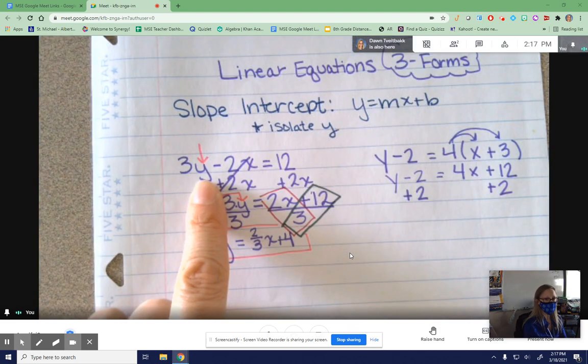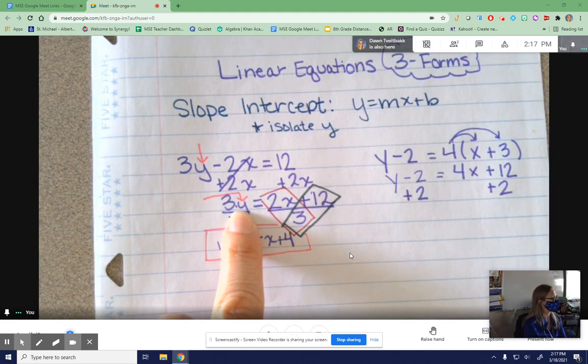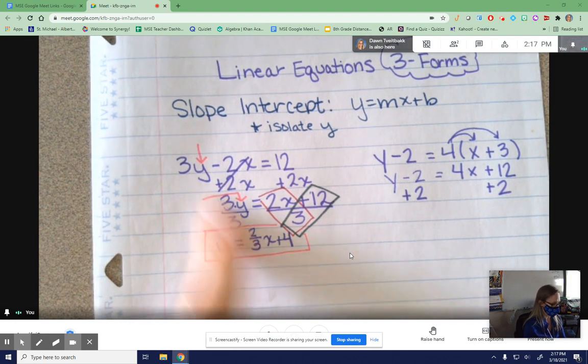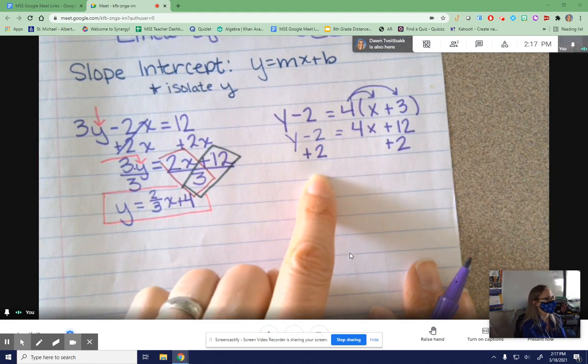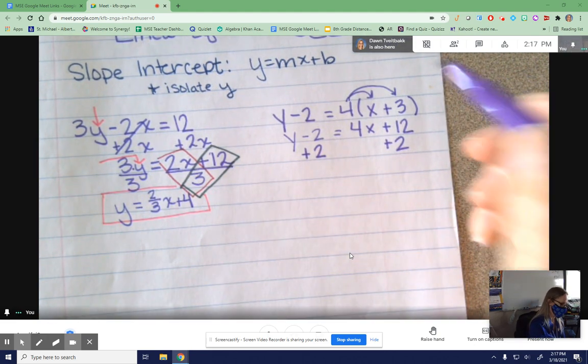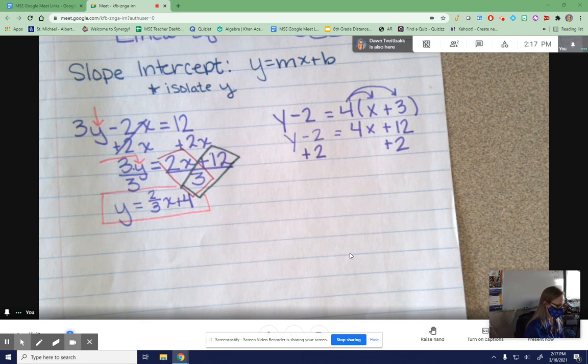I divided here because it was multiplying. It's not like someone was there doing it. It was a multiplication. I divided to undo. It's subtracting here. I'm going to add to undo. Yeah. Why with division do you divide both the numbers, and with addition and subtraction, you just do one?